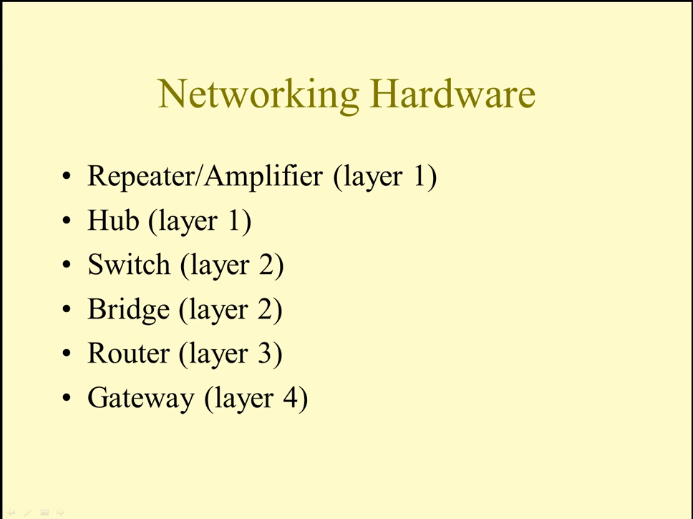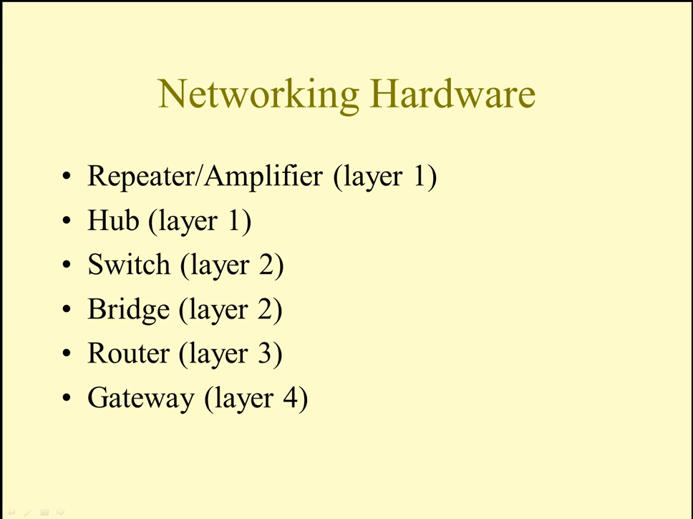A switch operates at layer 2. This is where we're starting to add a little bit more intelligence to our devices. The switch is able to open up the frame, read the header of the frame and the trailer of it, and it will grab the MAC address from the header, and it's now going to forward that frame only to the output line where that MAC address will be.